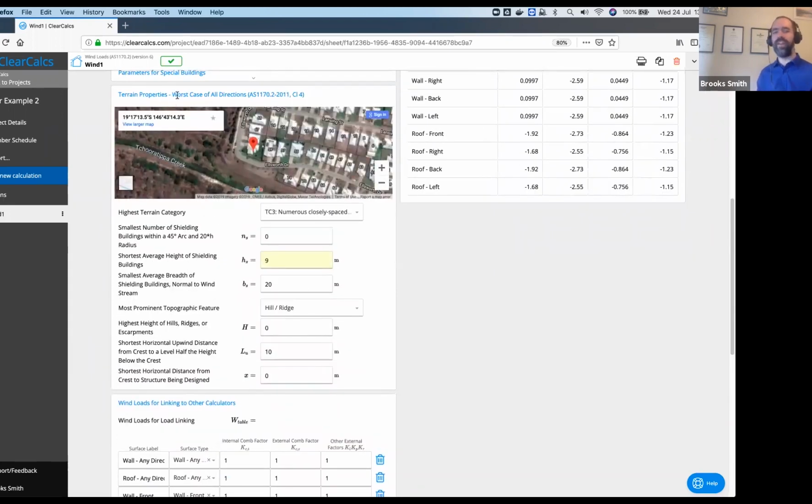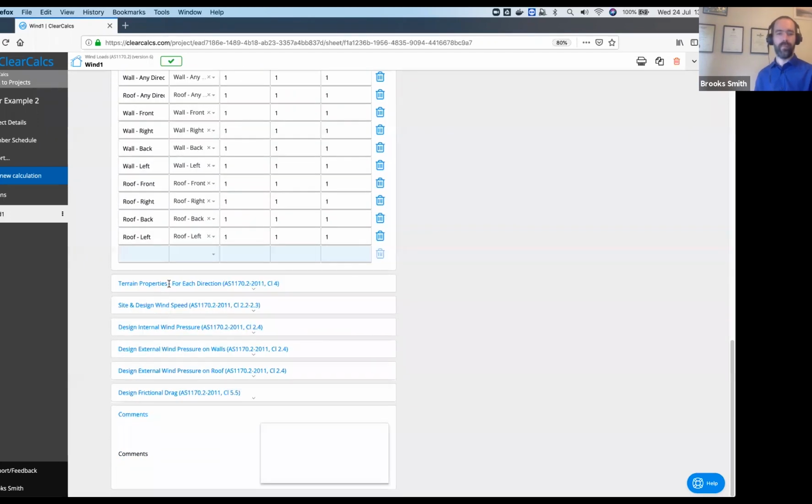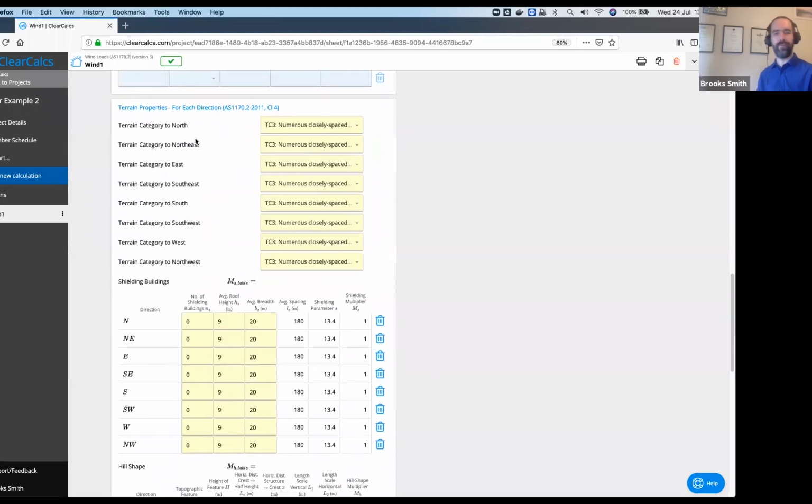Now, we can completely ignore this section for worst case of all directions, or it will be passed down as defaults to our values in every direction. So I'm just going to ignore it for now, and we can enter in everything manually below. So below we have terrain properties for each direction.